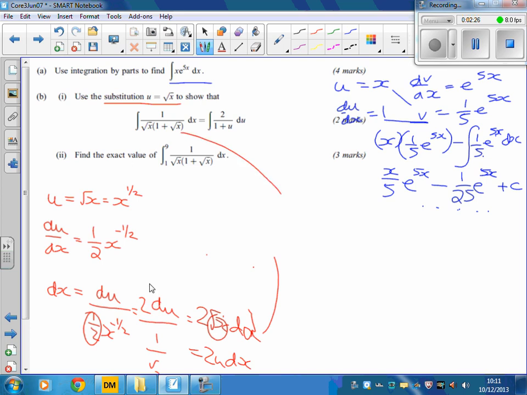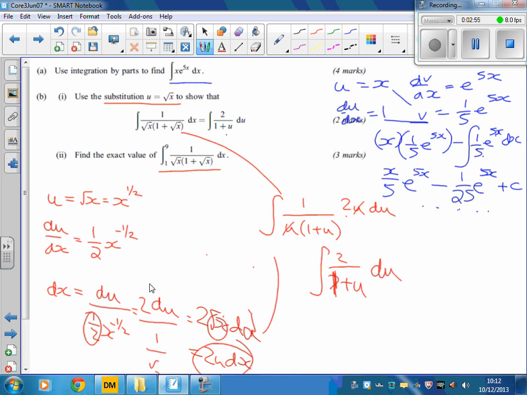Now we can do this integral. This integral is the integral of 1 over u times by 1 plus u, all times by dx, which is this thing we've just worked out, 2u du. Cancel these two u's, leaves us just u on the bottom, 1 plus u on the bottom, 2 over 1 plus u. That's the tidying up.